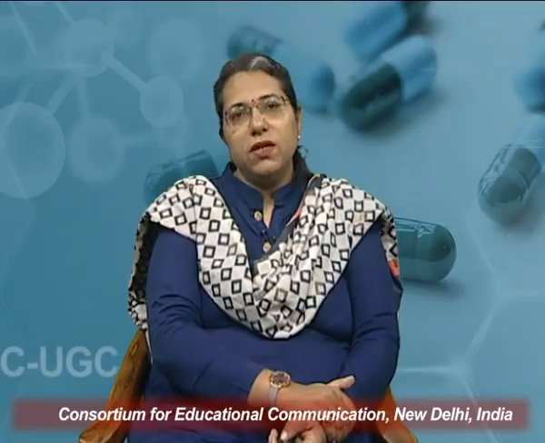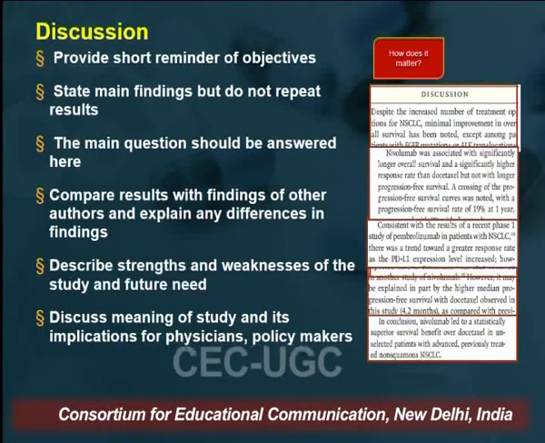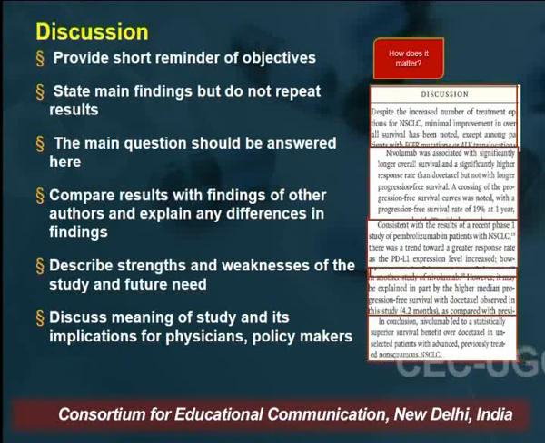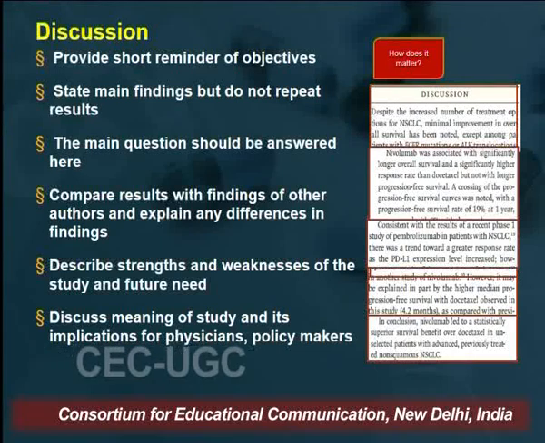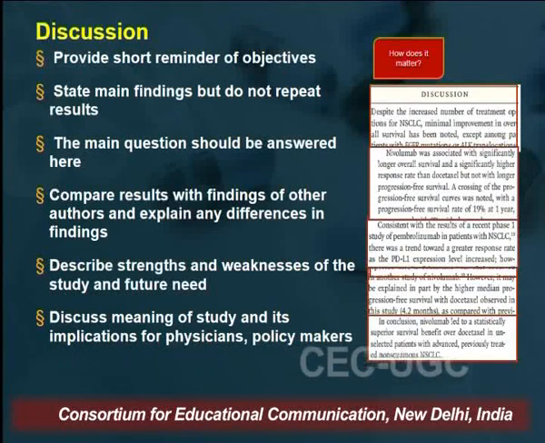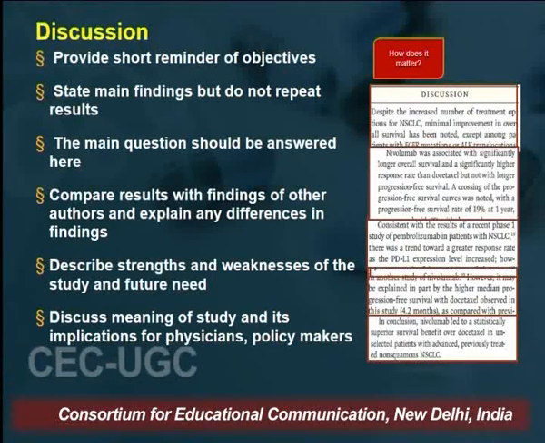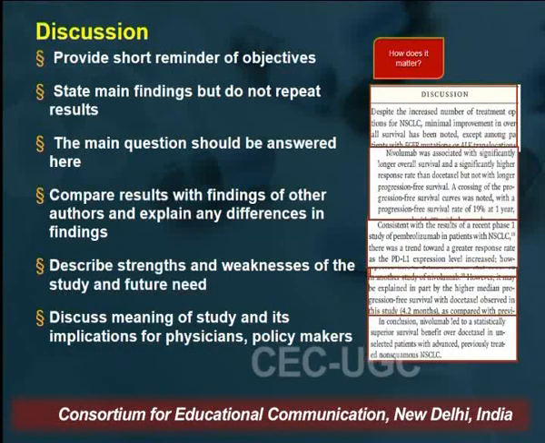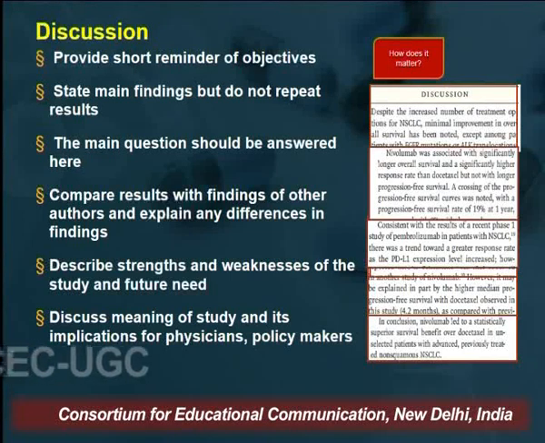So, what is the general flow of the discussion section of a manuscript? It includes the following points. The first thing we do in the discussion section is provide a short reminder of the objectives of your study, and then state the main findings, but do not repeat the results. You don't have to repeat the results and the numbers again and again in your discussion section. You just have to state the main findings, and the main question should be answered here: that your research question was this, and it was answered through these findings. Then compare the results with the findings of other authors and explain any differences in the findings.